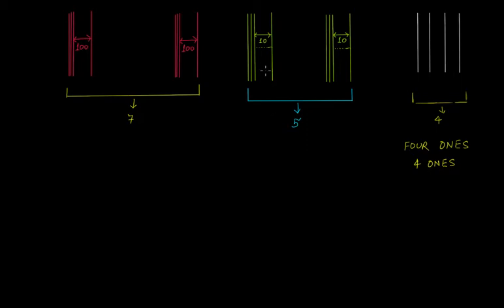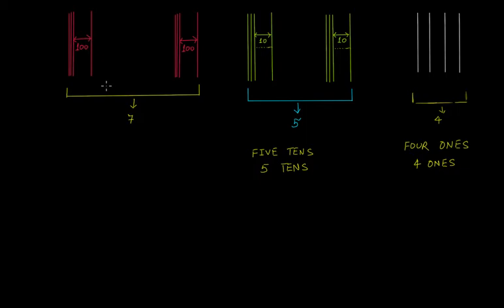In this case, you have a bundle of 10 line segments. One bundle is of 10 line segments, and we have such 5 bundles. So we have 5 tens. This 5 is telling you 5 such bundles, and this tens is one bundle of 10 line segments. So this is 5 tens.